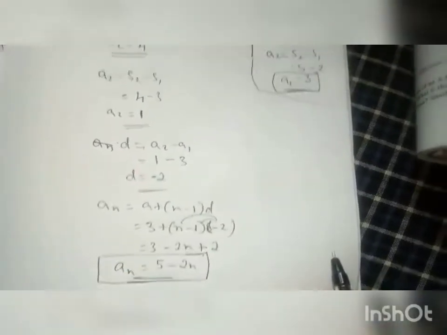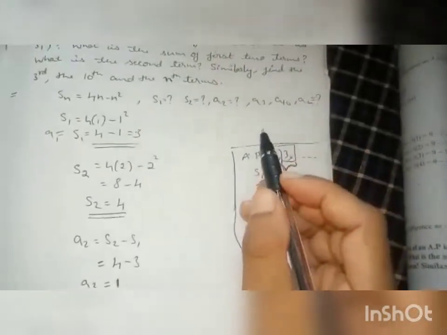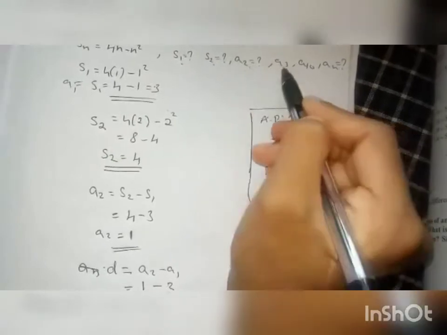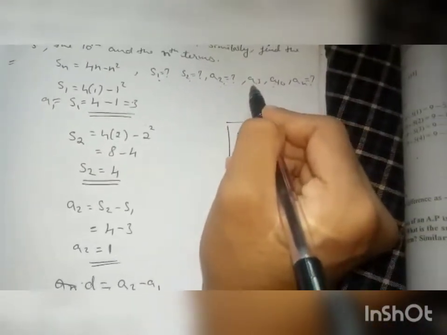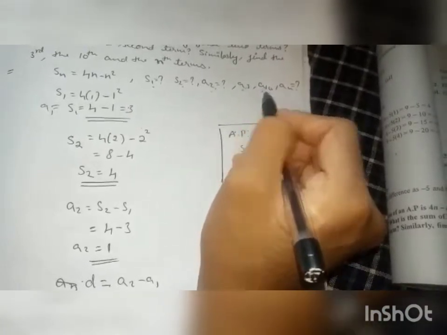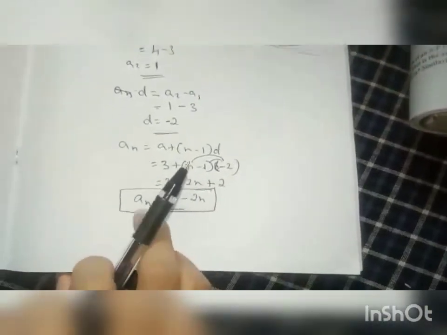And what is remaining to find? See what is remaining. S1 we found, S2 we found, A2 we found. We remain to find A3 and A10. So let us find A3 and A10 using an, what we have got here.